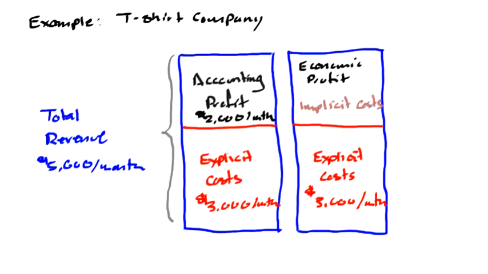So suppose that in order for you to start the t-shirt company, you need to give up your part-time job, which pays you $1,000 a month. So what this leaves you with is your economic profit of only $1,000, which you can see is much smaller than the accounting profit.